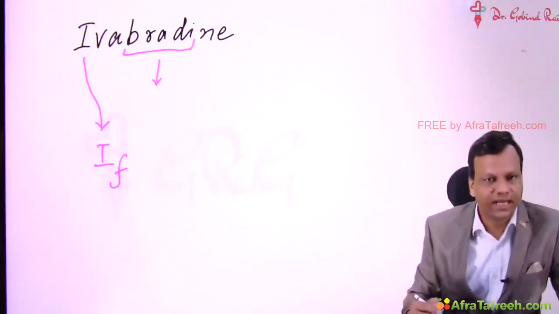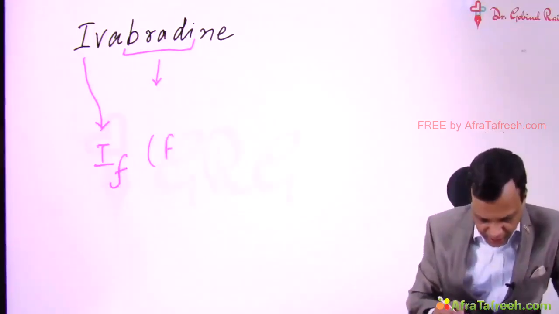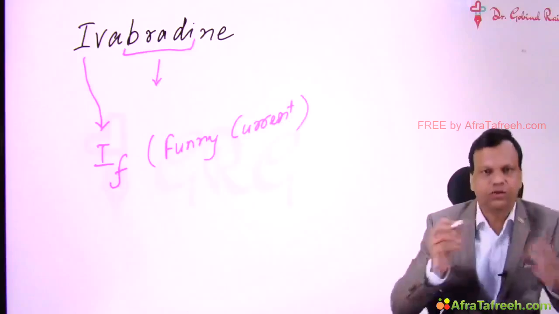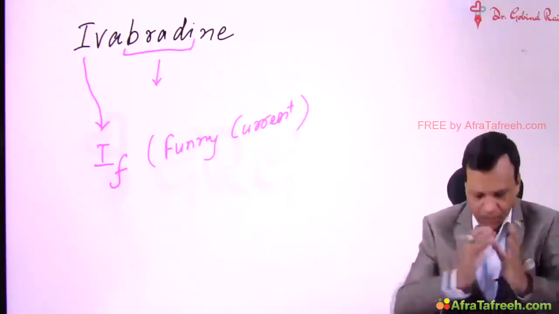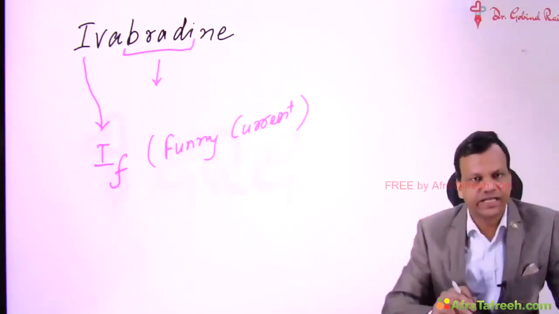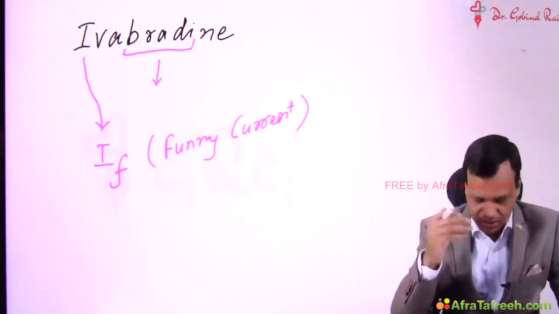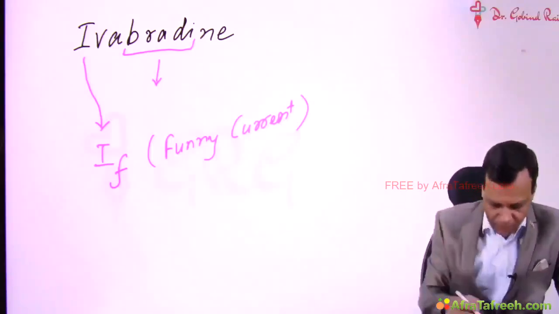So we can use this drug to produce bradycardia, and it acts by blocking a current known as the funny current. The symbol of the current is I f. There is a funny current in the heart. In the SA node, it acts by blocking the sodium channel in the SA node, which carries the funny current. More detailed mechanism you will see later on in the treatment of angina. This drug is also used in angina.